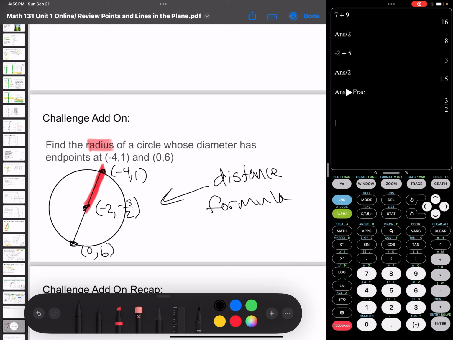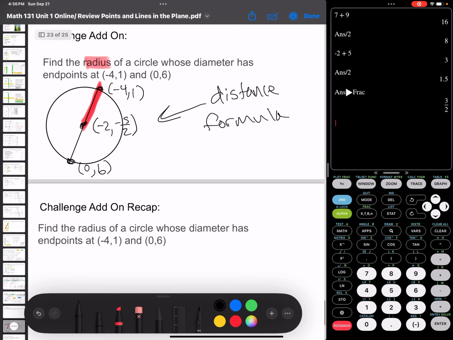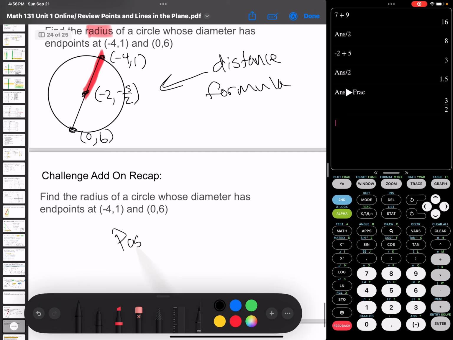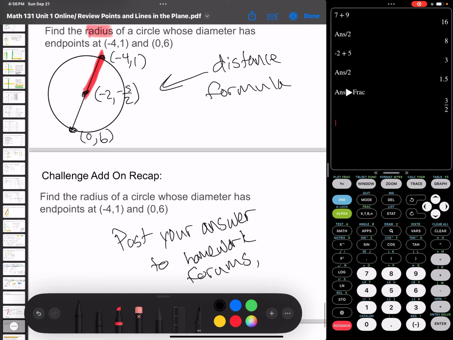I'm going to leave that for you to try, and if you think you've got it, you can go ahead and post your answer to the homework forums. And if you do a nice job, maybe I'll give you some extra credit.